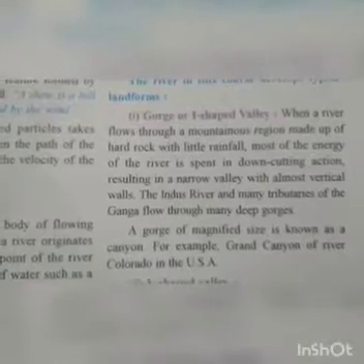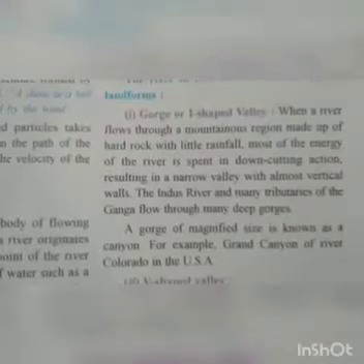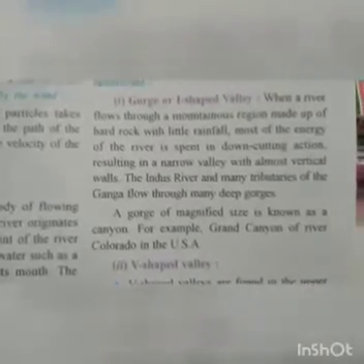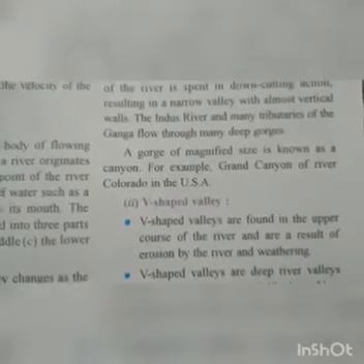So gorge or I-shaped valley: when a river flows through a mountainous region from the high altitude, made up of hard rock with little rainfall, most of the energy of the river is spent in down cutting action, resulting in a narrow valley, which is known as I-shaped valley. So the Indus River and many tributaries of Ganga flow through many steep gorges. A gorge of magnified size is known as canyon. For example, Great Canyon of River Colorado in USA.